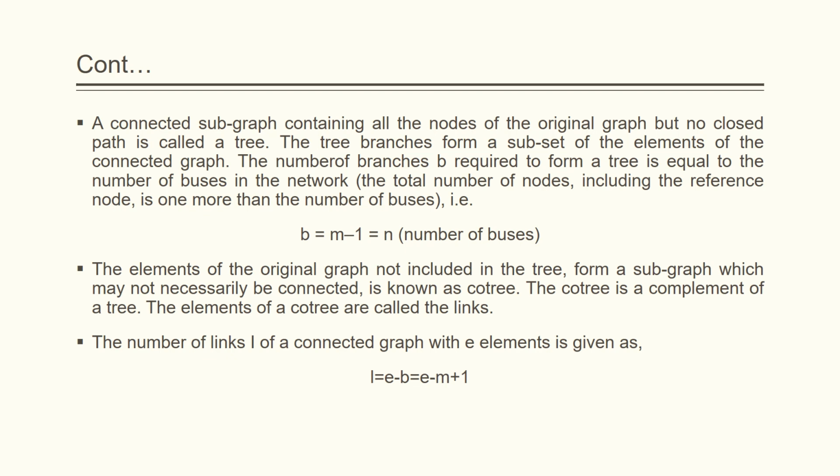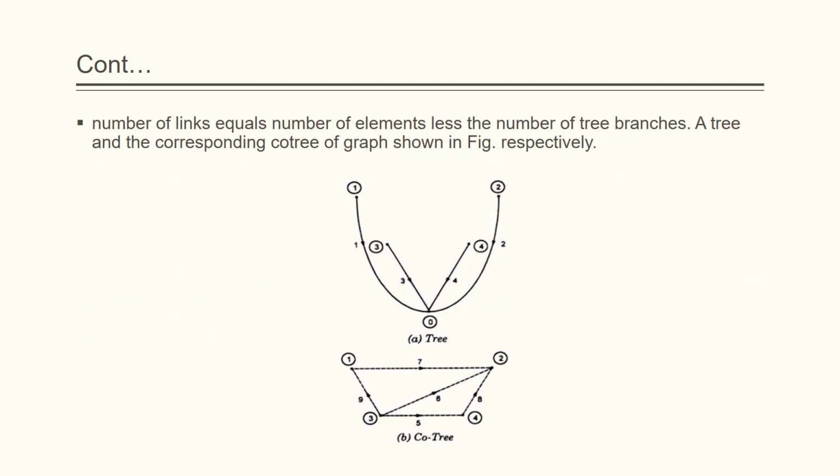The elements of the original graph not included in the tree form a subgraph, which may not necessarily be connected, known as cotree. Cotree is the complement of a tree. The elements of the cotree are called the links. The number of links L of a connected graph with E elements is given by L is equal to E minus B, which is equal to E minus A plus 1. The number of links is equal to the number of elements less the number of tree branches. A tree and the corresponding cotree graph are shown. In diagram A you can see a tree, and in diagram B you can see the cotree.